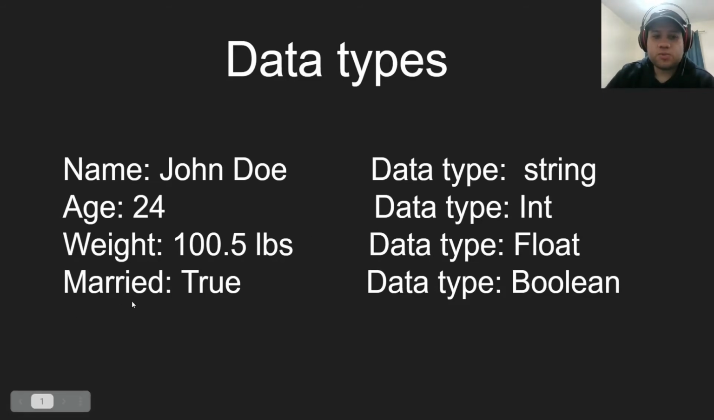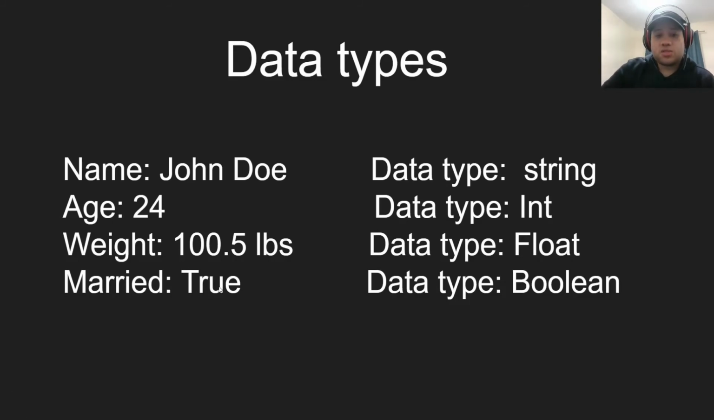Now, the final one, which is a peculiar one, is basically true or false. So, are you married? Yes or no? Is he alive? Yes or no? It's a yes or no question. It doesn't have a metric, just simply yes or no. But in Python, it's described as true or false. So it's either true or false.